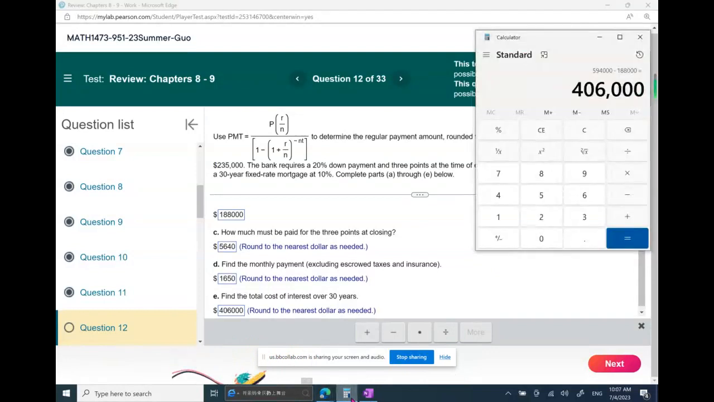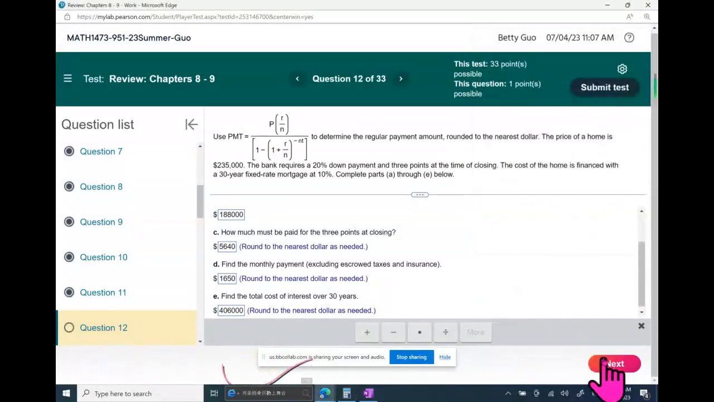Let me double check. You actually owe only 188,000, but you pay 1,650 every month, and multiply by 360. The 30-year loan. Yeah, that's about right. So that's this question.